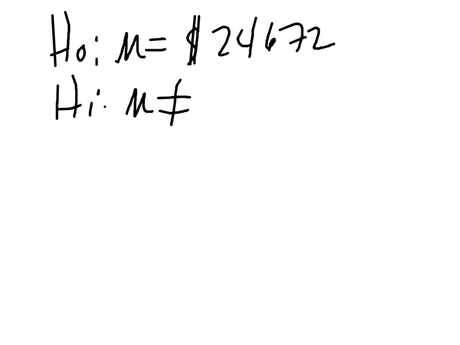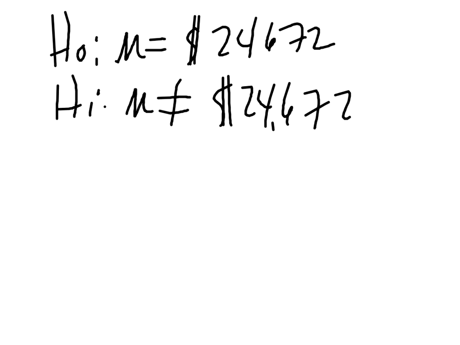Now, when the researcher doesn't know whether this average is going to be more or less, we use a not equal to sign. That's what makes it two tails, because our critical value could go either direction. And they tell us that $24,672 is our claim.